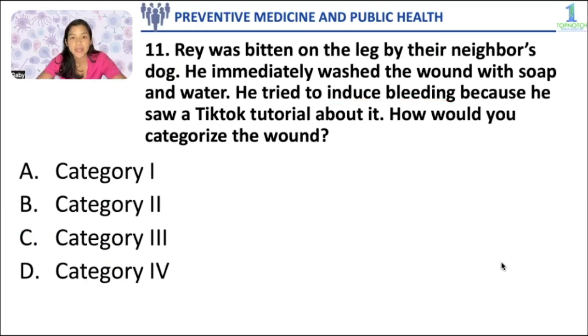Ray was bitten on the leg by their neighbor dog. He immediately washed the wound with soap and water. He tried to induce bleeding because he saw a TikTok tutorial about it. How would you categorize the wound? Category 1, 2, 3, or 4. So our answer here is category 2. The buzzword that should point you to category 2 is induced bleeding, hindi siya spontaneous bleeding.